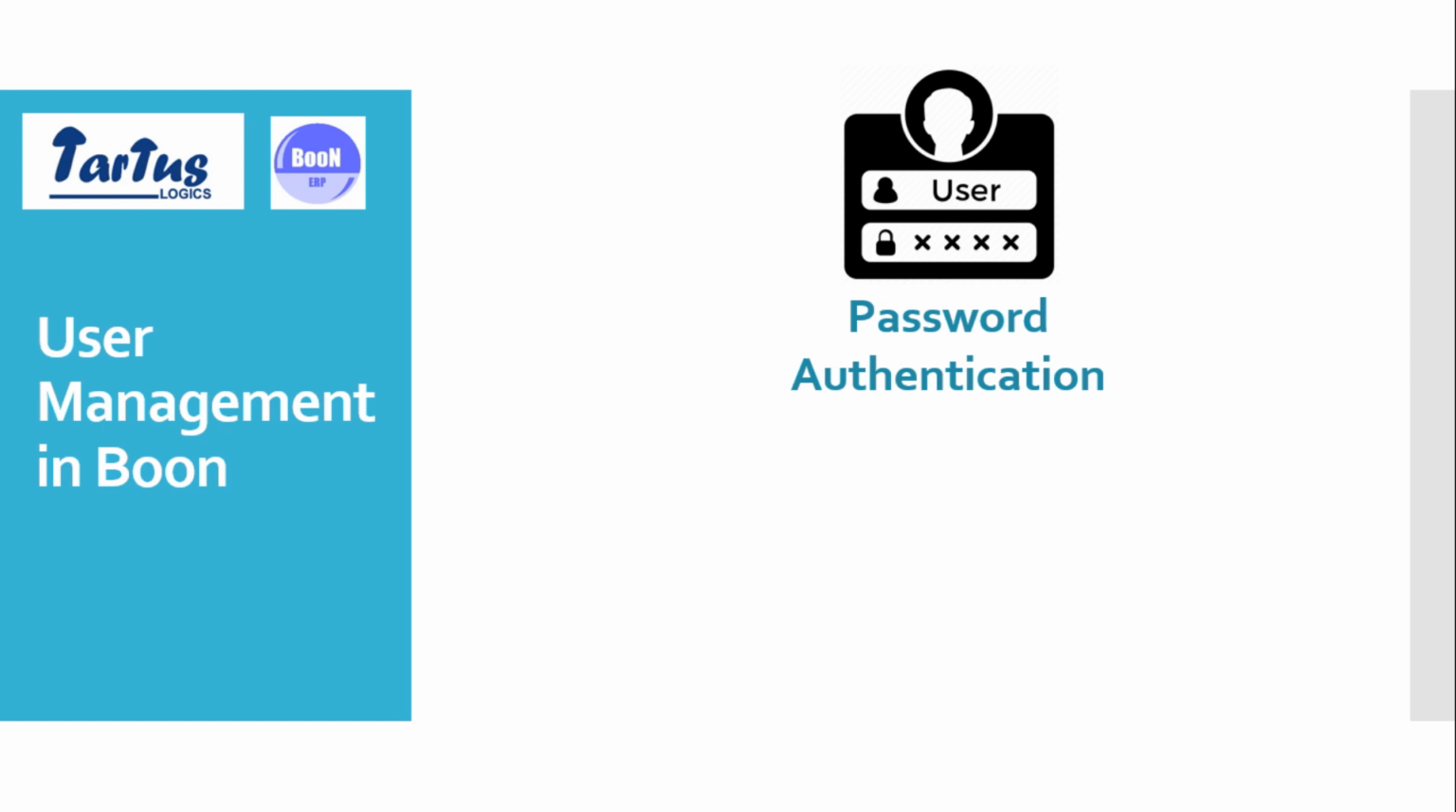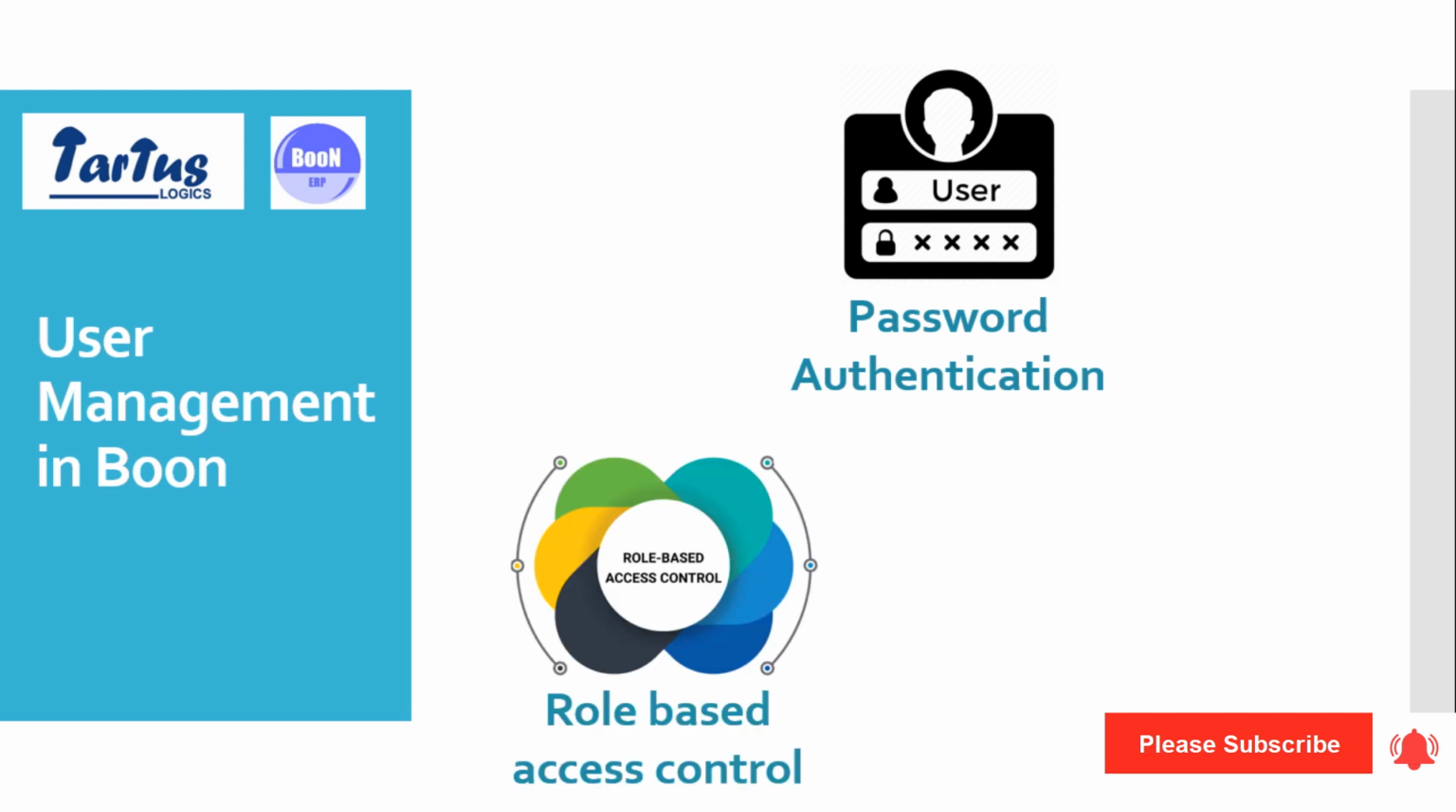Password authentication. This is the primary gate to enter into the system. We require a user ID and password beforehand to access Boon. This will be provided by a person who has access to the administration part of Boon.